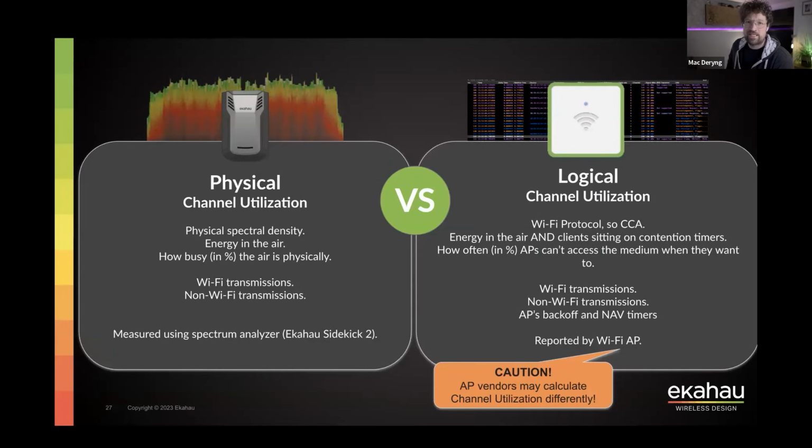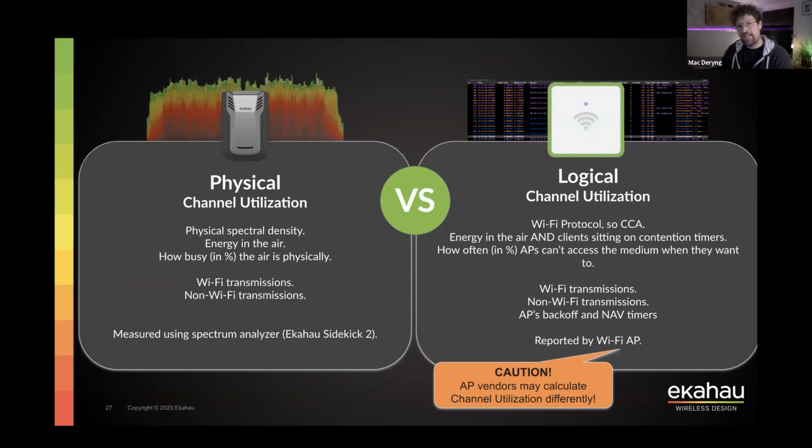So what we've seen on the left-hand side is physical channel utilization as measured by a spectrum analyzer inside of our beautiful, fantastic Sidekick, okay? So this measures just the physical density of the electromagnetic energy in the air, Wi-Fi, non-Wi-Fi, whatever. If you have the energy, it will show that. If you don't have the energy, it will be a flat line. And then it calculates the percentage of time where we've seen the energy in the air at certain amplitudes, okay? So that's the physical utilization from a Sidekick.